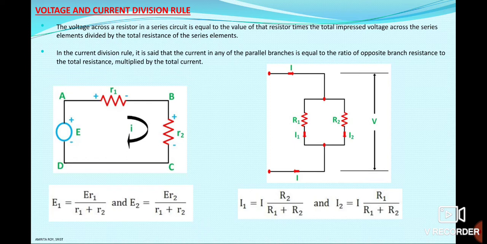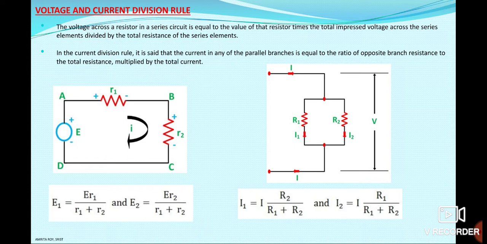The voltage across a resistor in a series circuit is equal to the value of the resistor times the total impressed voltage across the series elements divided by the total resistance of the series elements. That is, in the diagram we can see in the circuit that there is a supply voltage E and there are two resistors R1 and R2 that are connected in the circuit, and a current small i is flowing in the circuit. So how can we apply the voltage division rule here?